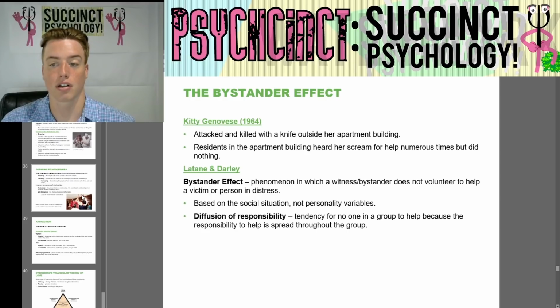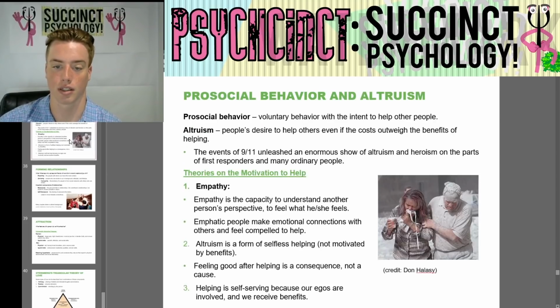Now, Latane and Darley: the bystander effect is the phenomenon in which a witness or bystander does not volunteer to help a victim or person in distress. This is based on the social situation and not on personality variables. Diffusion of responsibility is a tendency for no one in a group to help because the responsibility to help is spread throughout the group. You just assume somebody else is going to help.